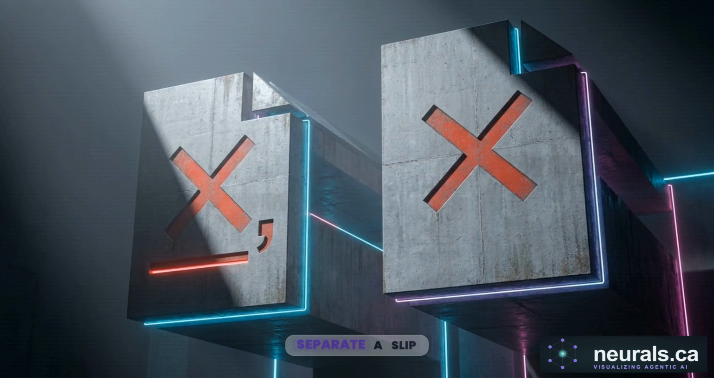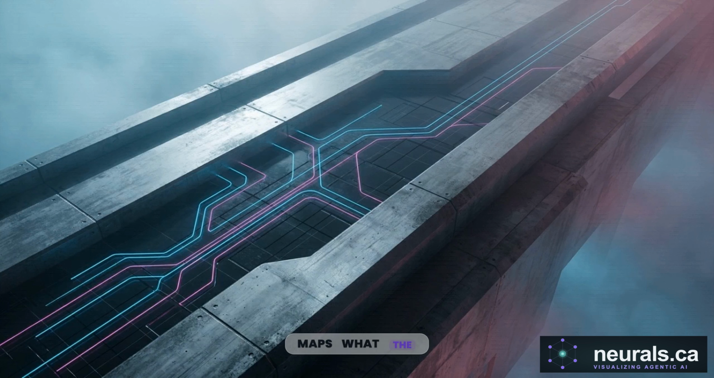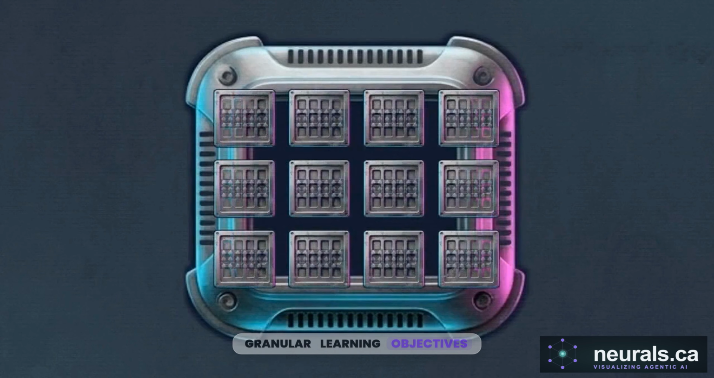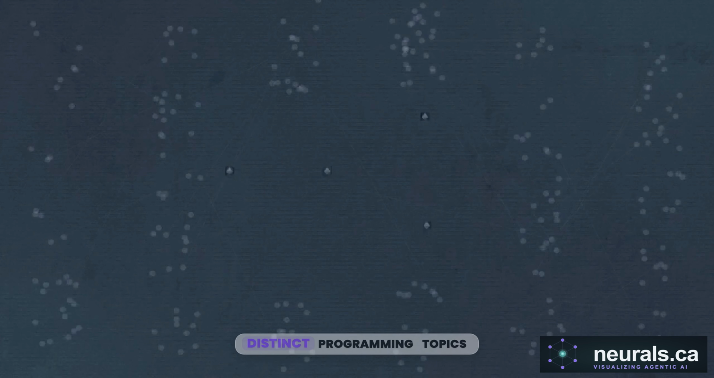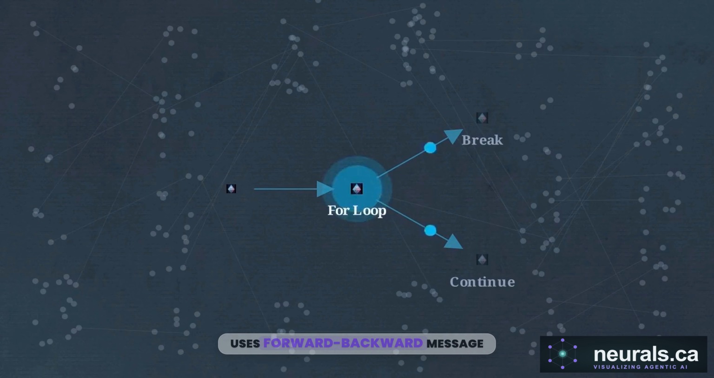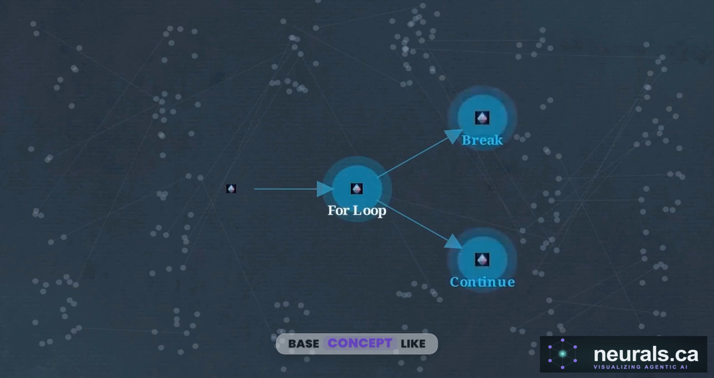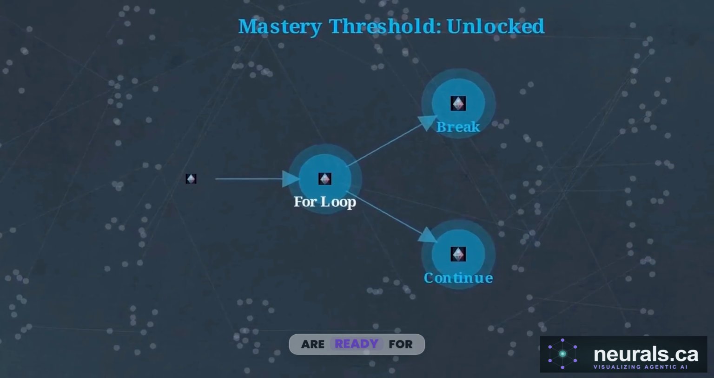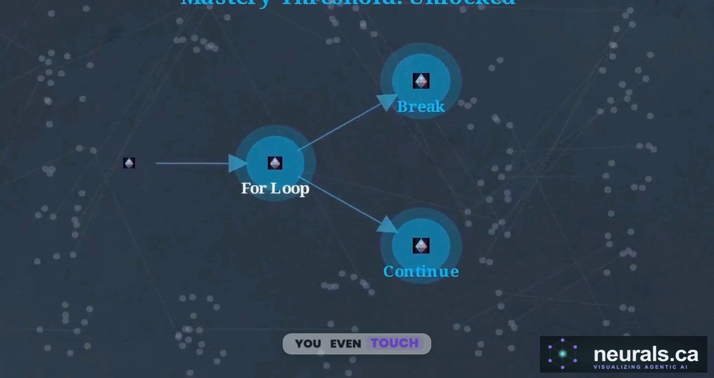Once the agent maps what the student knows, the curriculum planner takes over. It has to navigate a massive domain, 247 granular learning objectives clustered across 12 distinct programming topics. These objectives are wired into a directed acyclic graph that rigidly enforces prerequisite dependencies. You cannot learn break until you understand loops. The graph uses forward-backward message passing. Nailing a base concept like a for loop cleanly instantly updates the system's mathematical belief that you are ready for advanced concepts before you even touch a question on them.